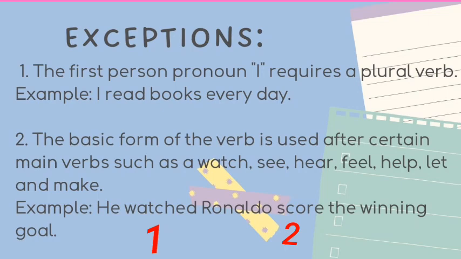The main verb of the given sentence is watched, so the second verb should be in the basic form or the V1 form, which is score. So whenever you see two verbs in a sentence, and the first verb is either watch, see, hear, feel, help, let, and make, so the second verb should be in a V1 form or the basic form of the verb.